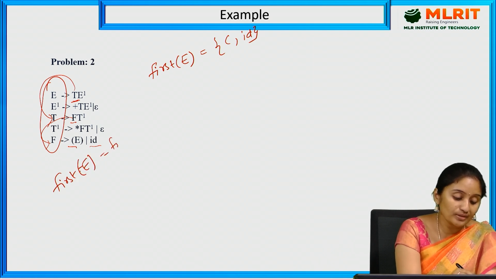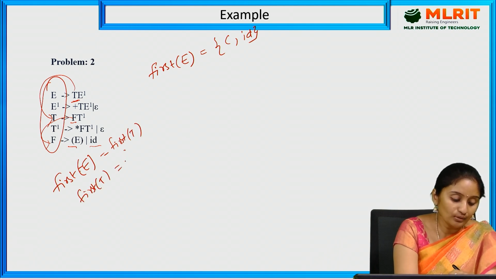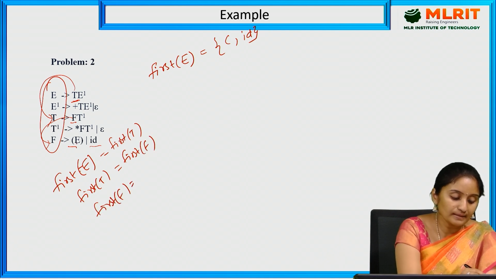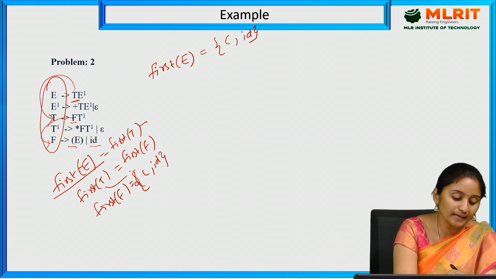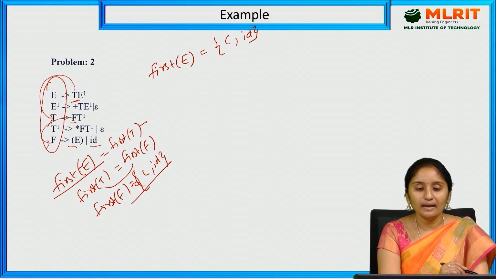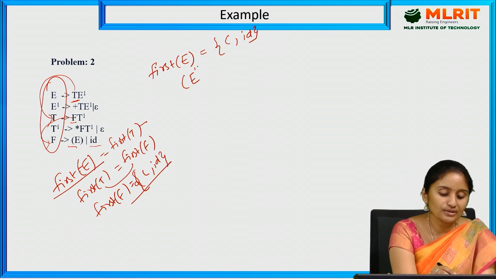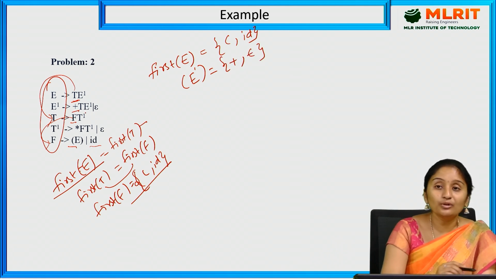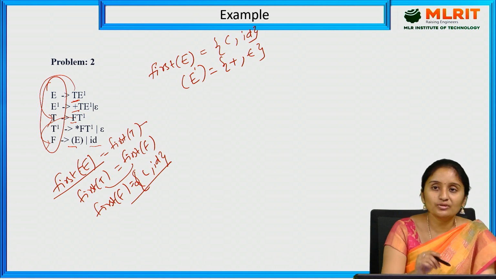that is nothing but first of T. To calculate first of T, I need to calculate first of F. First of F is nothing but open bracket, comma, ID. So, to calculate first of E, I need to calculate T. T is again depending upon F. F means I got here terminals, open bracket and ID. Next, first of E dash. What I am having here, plus. Plus is a terminal, comma, epsilon. So these are nothing but two productions I have written in a single production by using one slash.